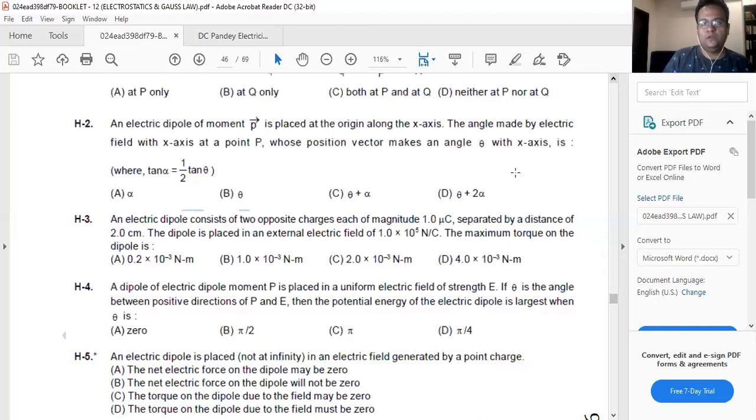Dipole moment P along the x-axis, the angle made by the electric field at the point P on the x-axis. The point P whose position is at an angle theta from the x-axis. Let's try to draw the diagram first. It is always important to first draw the diagram for the question given so that you can visualize and work accordingly. So this is the x-axis, y-axis. Let's say the dipole is placed at the origin. So this is the dipole.